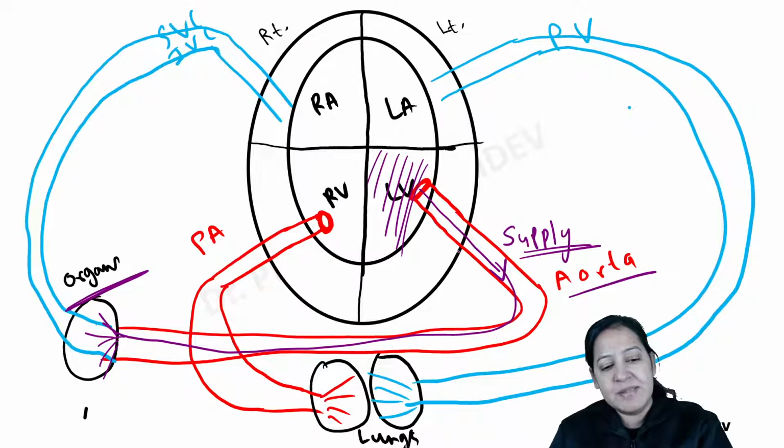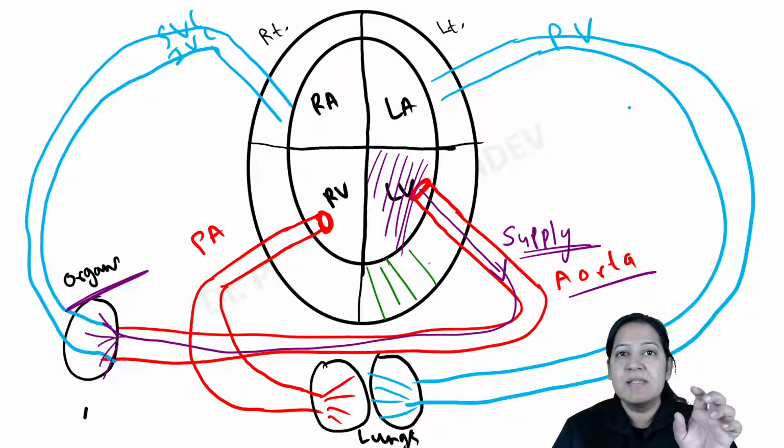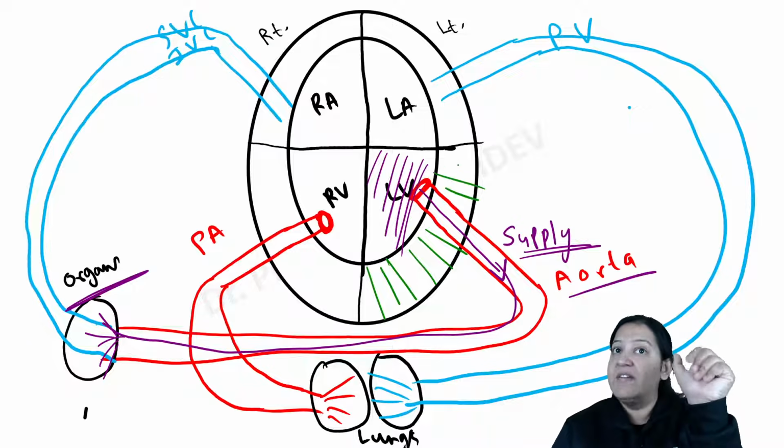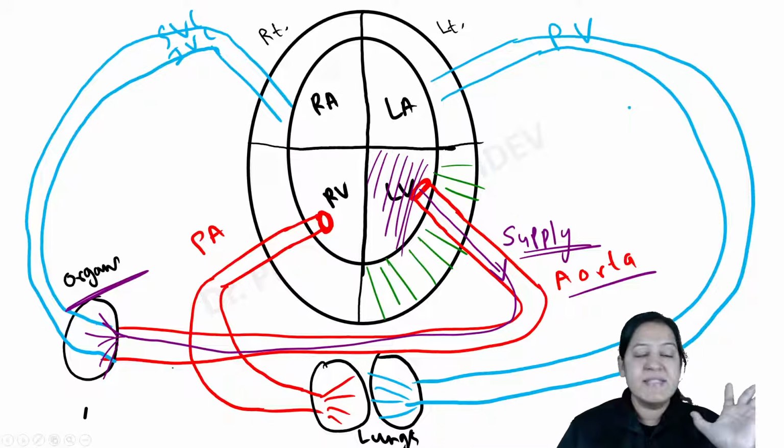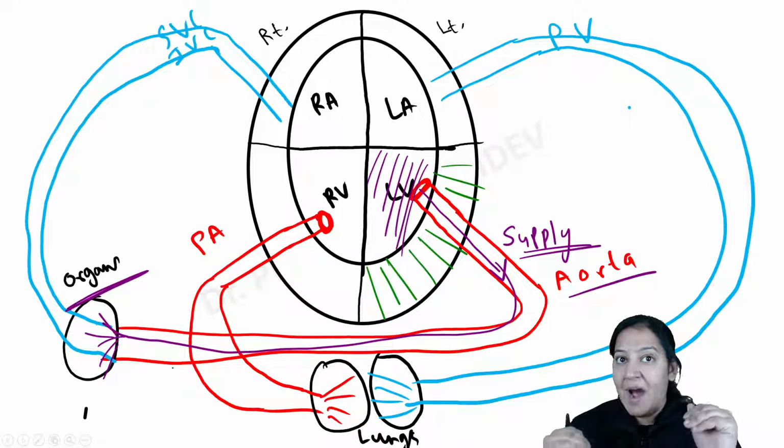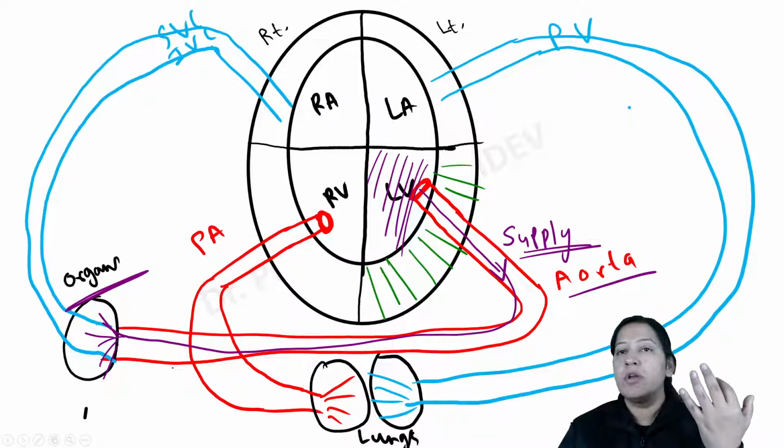Can you see? These are the muscles of the left ventricle. They will contract, they will do the systole, and blood will come into the aorta and get distributed to all organs. That is the supply of the heart. But nothing is free in this world. For supplying, the heart demands something, right? So supply is at the cost of the demand.